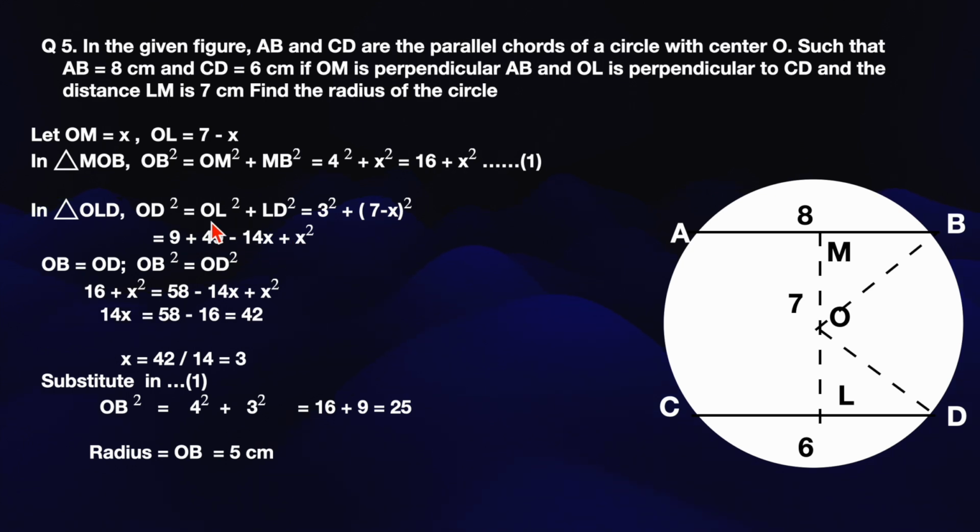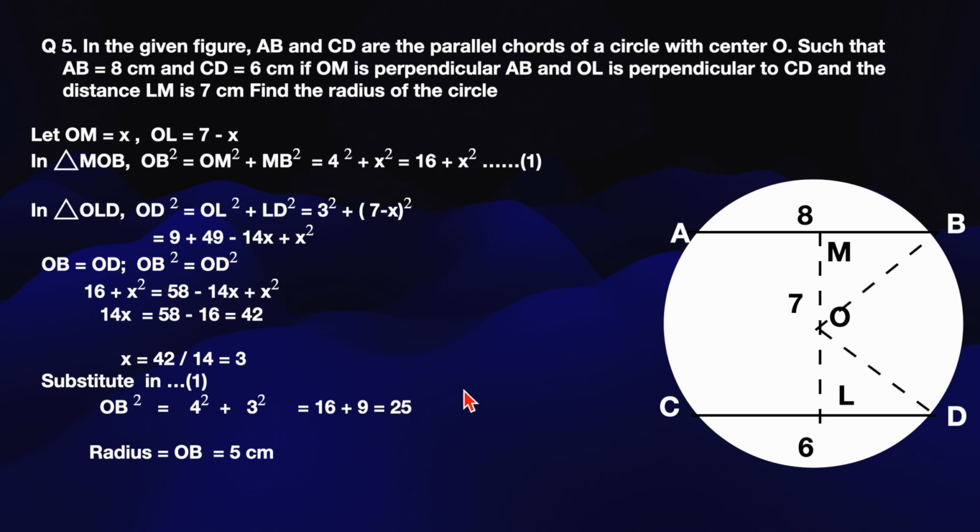Now put both are equal. OB is equal to OD. Okay. So put this equation as equal to this equation and simplify. You will get the value of x as 3. Now you substitute x as 3 in this equation and you simplify it. You will get OB square as 25. So OB is 5 centimeter. So this distance OB, the radius, is 5 centimeter.